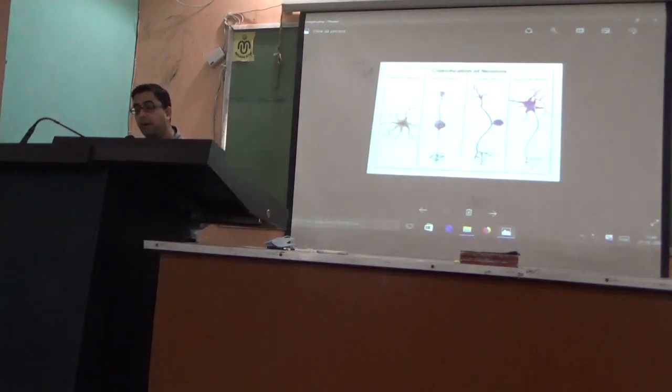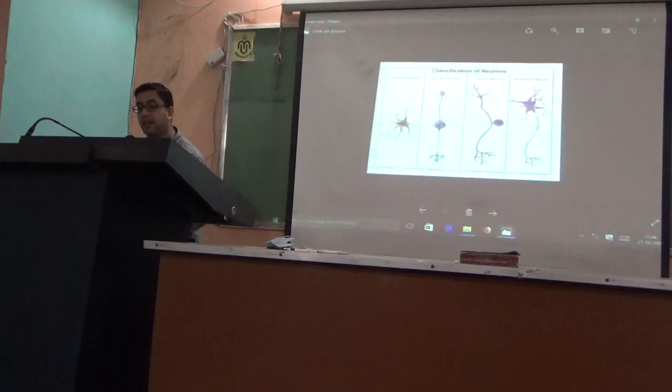Then we have multipolar neuron. These are the multipolar neurons. So multipolar neurons means many processes arise from the cell body. Examples of multipolar neurons are spinal motor neurons. Other examples are pyramidal neurons. They are also examples of multipolar neurons.